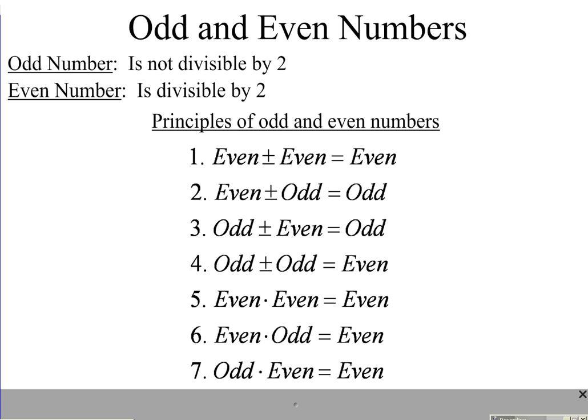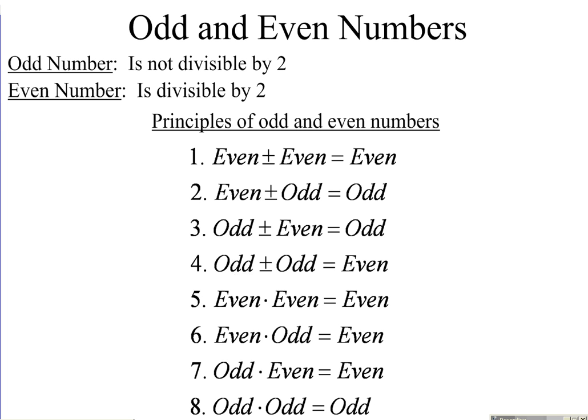With multiplication, 2 even numbers multiplied together is an even number. An even number times an odd number is an even number. An odd number times an even number is an even number. And finally, an odd number times an odd number is an odd number. So with multiplication, we can see that there's only one time that we get an odd product. That is if we have 2 odd numbers that are multiplying. Anytime an even number is involved anywhere in our multiplication, we're guaranteed that that product is going to be even.